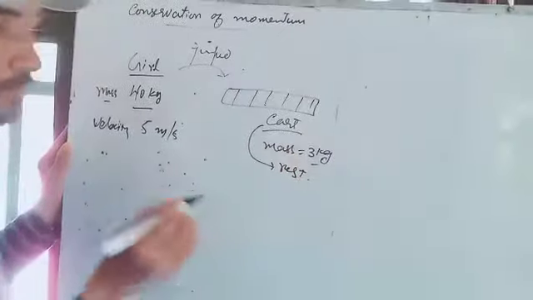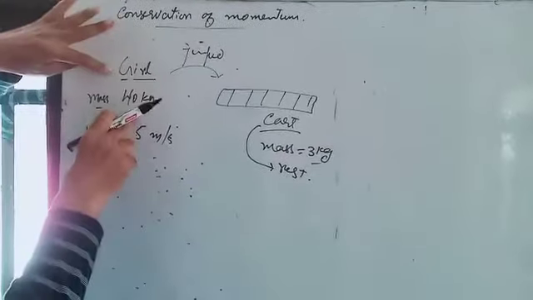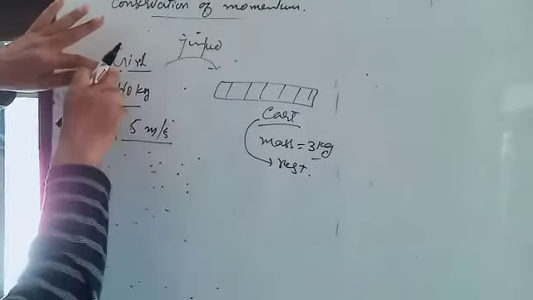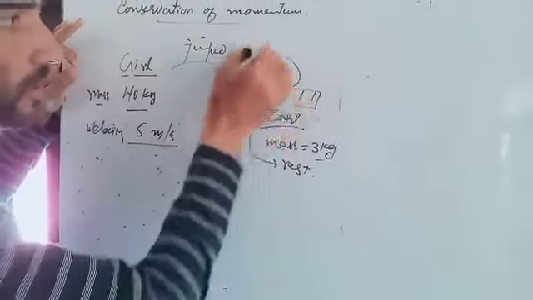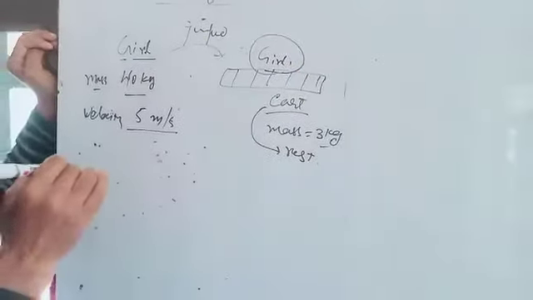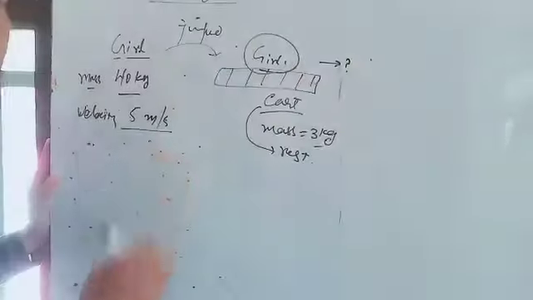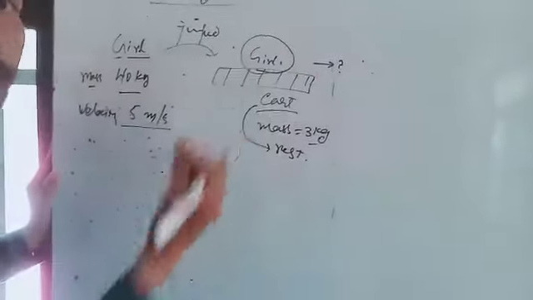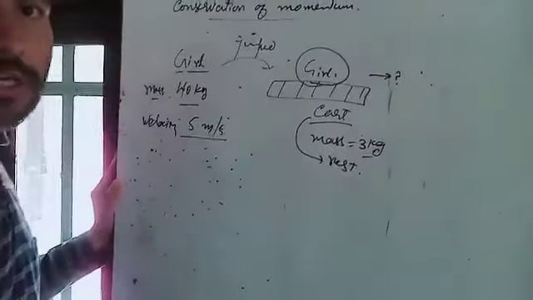When the girl, having 40 kilogram mass, jumped with a velocity of 5 meter per second onto the cart, that means the girl is on this cart. Now, what will be the velocity of the whole thing? Or you can say, after the collision, what will be the velocity of the girl? How can you calculate this final velocity?